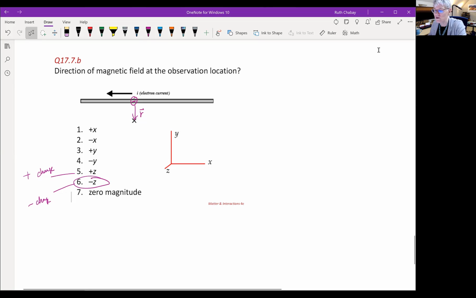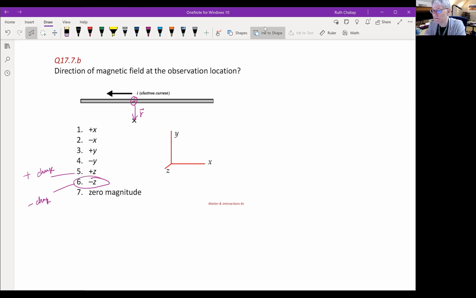Now we'll see in a future discussion, in fact, Thursday, that actually all the moving electrons in this wire contribute magnetic field in the same direction at the observation location. So that makes our conclusion good.